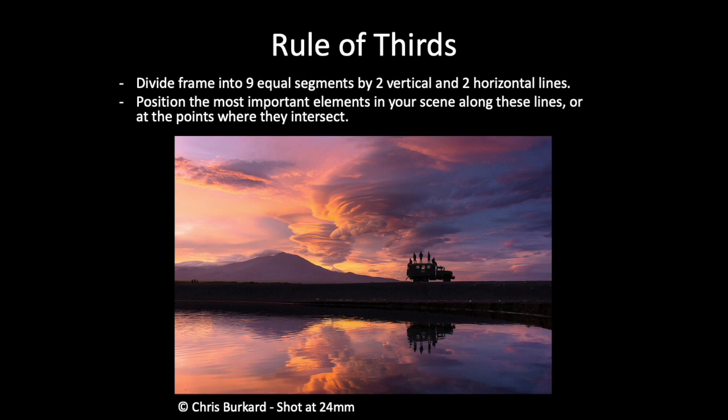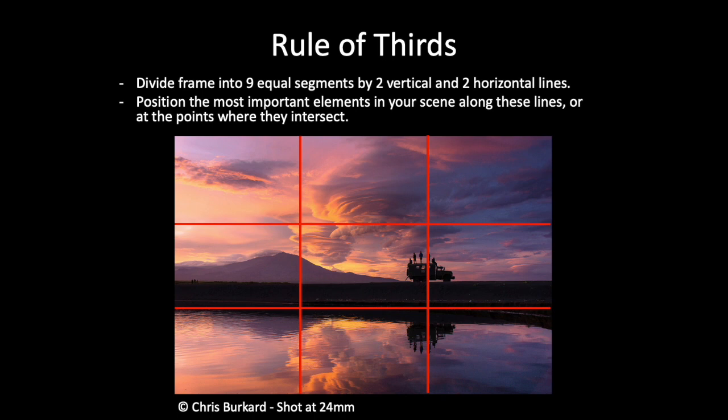For the rule of thirds, you will divide the frame into 9 equal segments by using 2 vertical lines and 2 horizontal lines, and you will position the most important elements in your scene along these lines or at the points where they intersect. Here Chris Burkhardt decided to place the truck on the vertical line of thirds on the right-hand side. And he also used the bottom line of thirds to place the horizon, emphasizing the great interest that we have in the sky and the color of the clouds, and their shape as well.